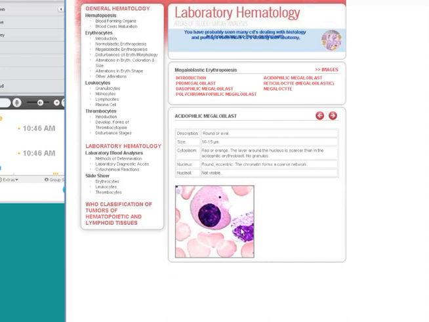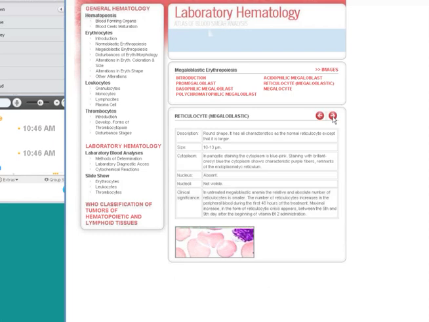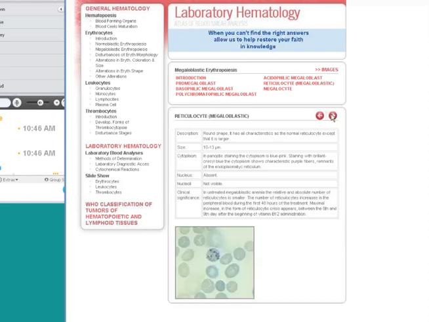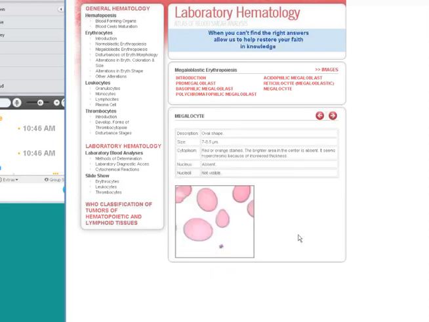And once again, remember, if it's a true megaloblastic anemia, you're likely to have really, really huge neutrophils. Remember, big bands, big metamyelocytes, big segmented cells. And also, they're going to be hypersegmented. So rather than an average of 3 lobes per nucleus, you're going to get 4 or 5. There's another reticulocyte that's megaloblastic, but who cares?